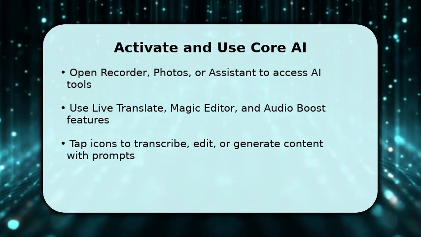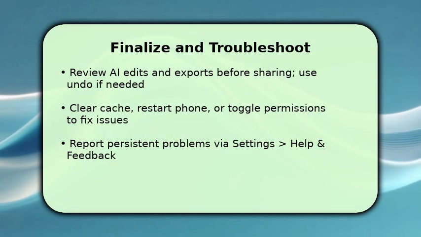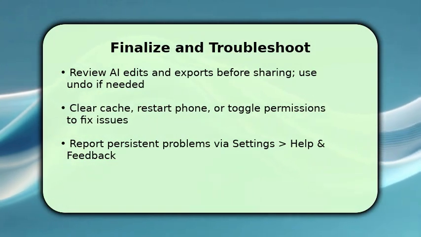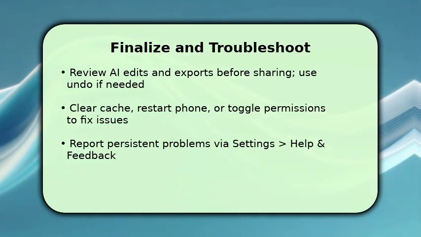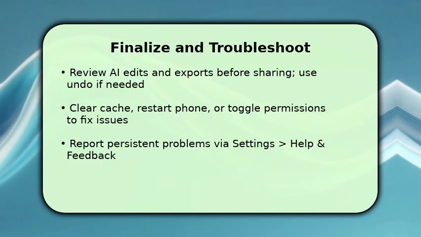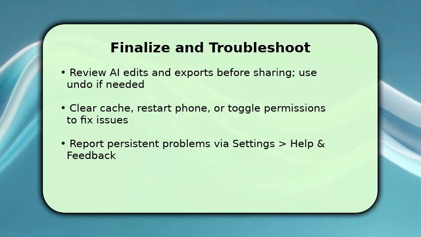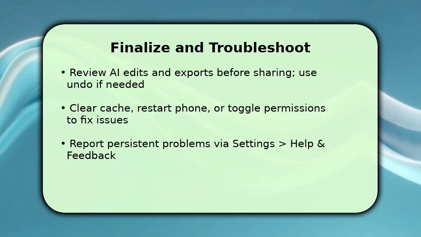You finish by reviewing all AI edits carefully and exporting only the final file. Always use undo or revert if an edit looks off. If a feature stops working, restart the phone, clear the app cache, and confirm permissions in settings. These steps resolve most issues.